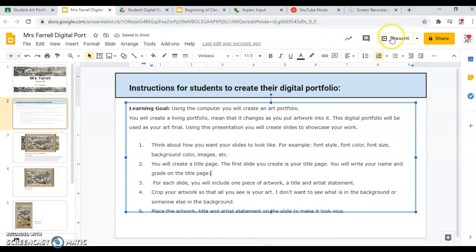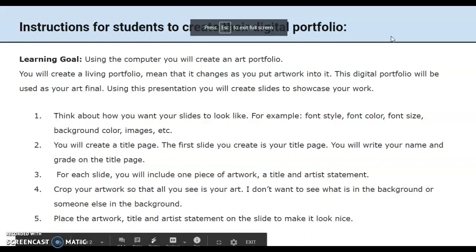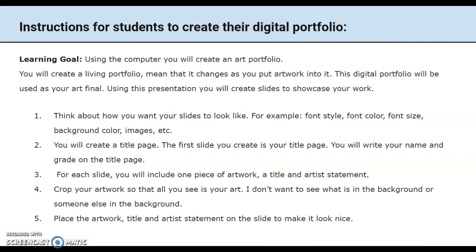Okay, so let me make this large. And it says, instructions for students to create their digital portfolio. Using a computer, you will create an art portfolio. You will create a living portfolio, meaning that it changes as you put artwork into it. This digital portfolio will be used as your art final. Using this presentation, you will create slides to showcase your work. Think about how you want your slides to look. For example, is there a certain font style or color or size or background or images that you'd like to use, just like I talked about a moment ago?